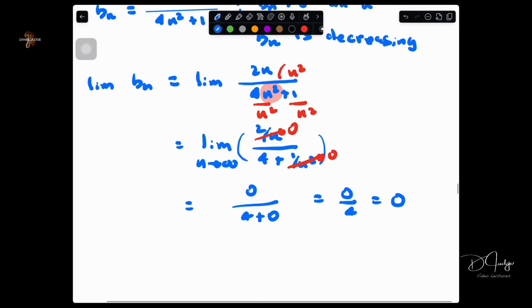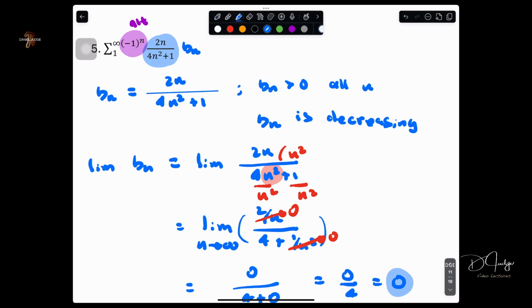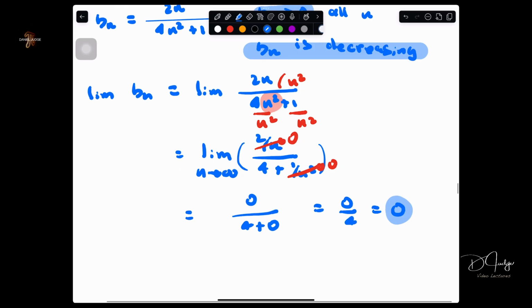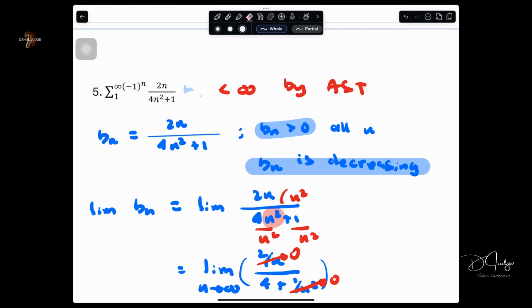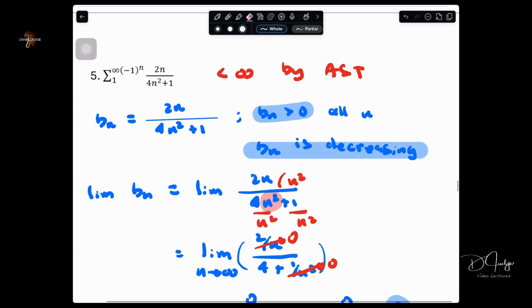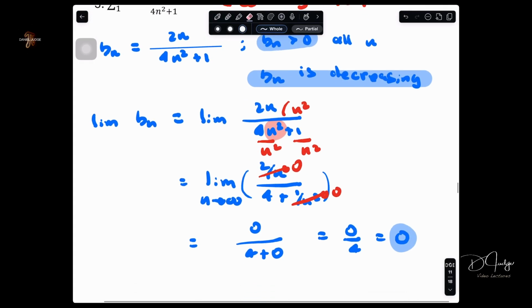Okay, so the limit here equals 0, and that means we satisfy the assumptions that b_n is positive, b_n is decreasing, the limit is 0, so we have convergence here by the alternating series test. So we have convergence. All right.